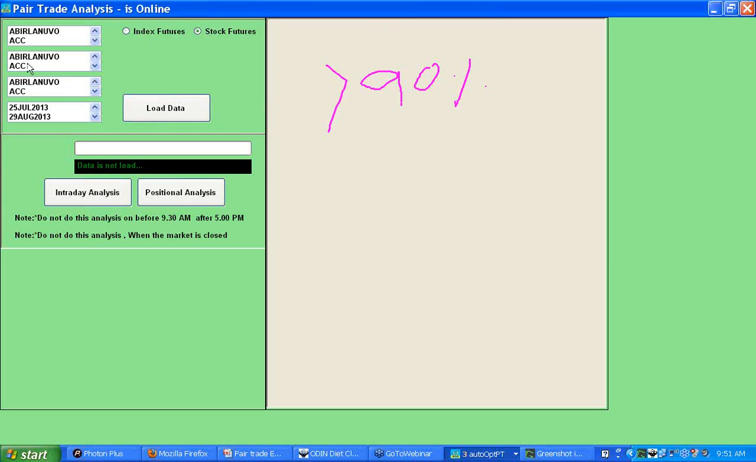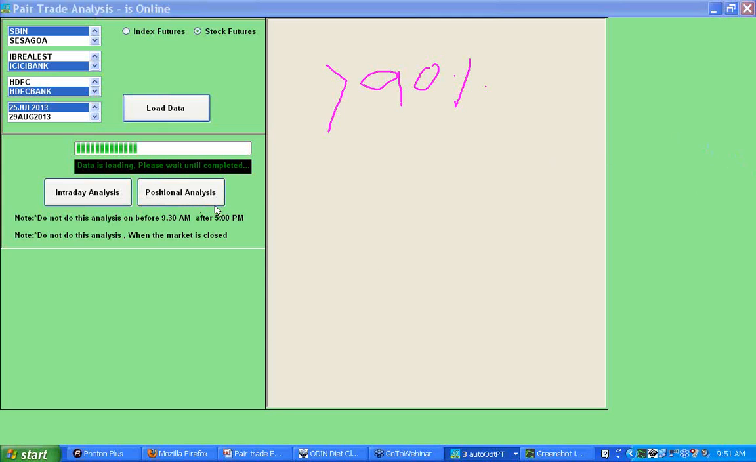Then we will be moving on. I have just taken the stock futures. I will be taking Axis Bank, or State Bank of India, ICICI Bank and HDFC Bank. For 25th July, and a lot of literature I have given on the website for the pair trade. Let this data be loaded. Once this data is loaded, the flag will say that data load is completed. Once that flag comes, we will just hit this button and it will give us all the analysis together. So it has that power also.